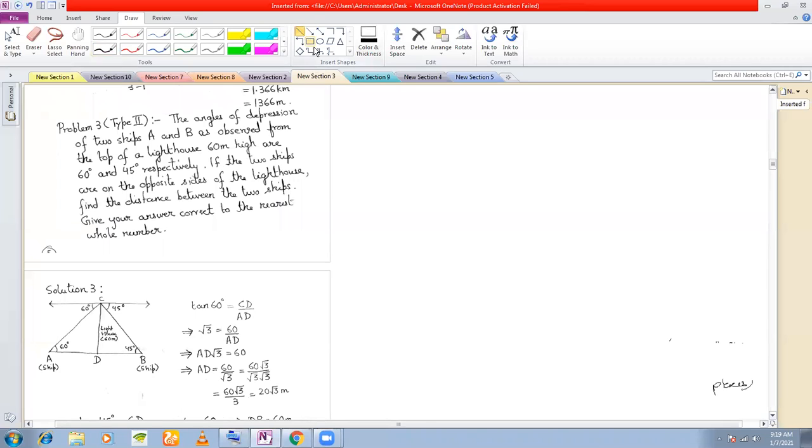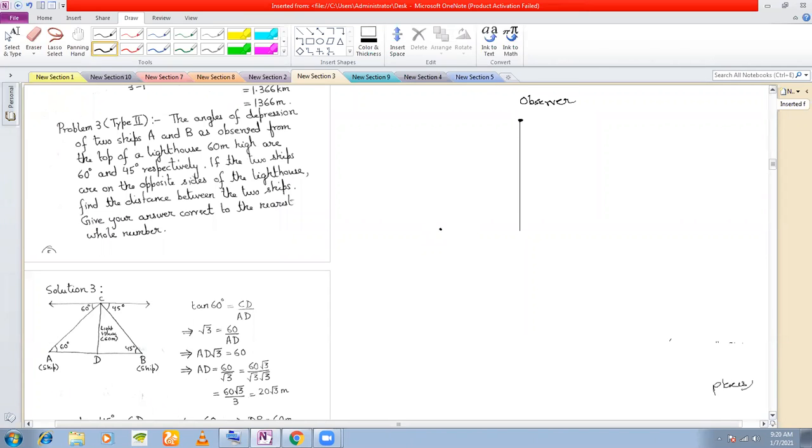So let's see which one is the lighthouse. Say this one is our lighthouse. And the angle of depression of two ships as observed from the top of the lighthouse. So here is our observer. He is observing two ships on the opposite sides of the lighthouse. So this is our lighthouse.